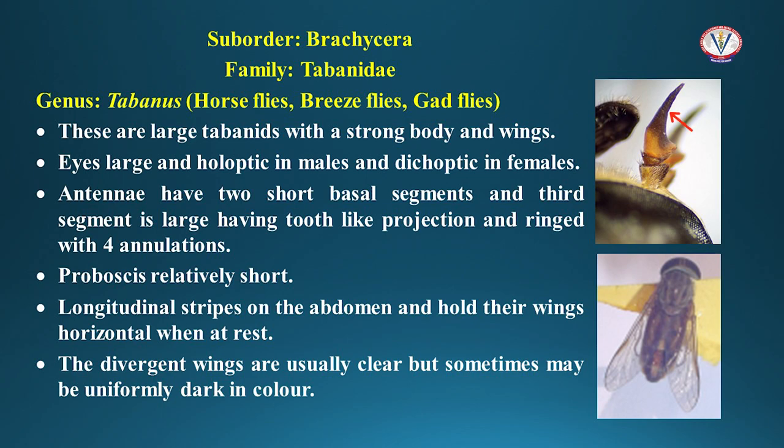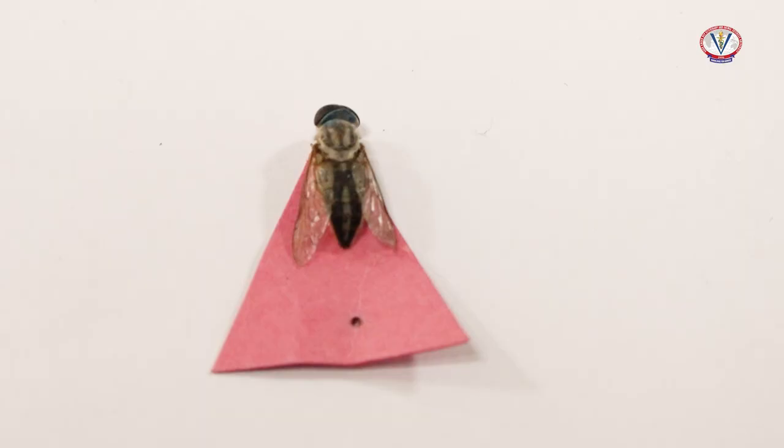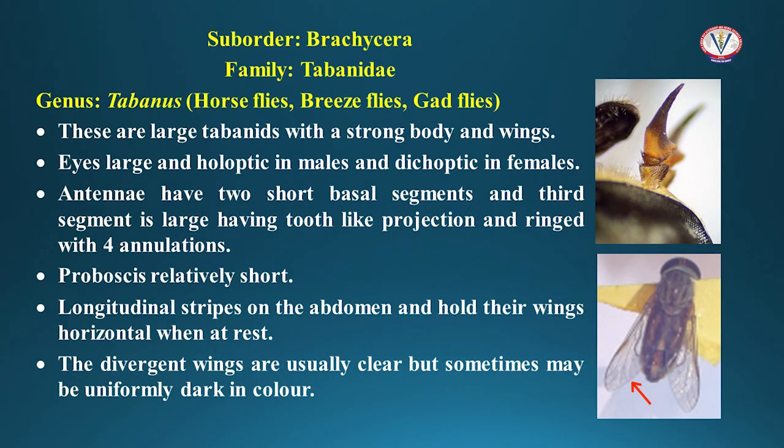Antennae have two short basal segments, and the third segment is large, having a tooth-like projection and is ringed with four annulations. Proboscis is relatively short. Longitudinal stripes are present on the abdomen, and they hold their wings horizontally when at rest. The divergent wings are usually clear, but sometimes may be uniformly dark in color.